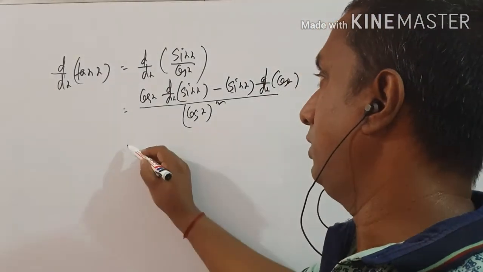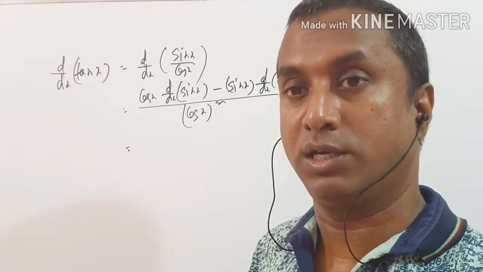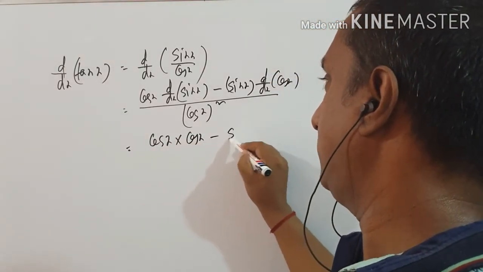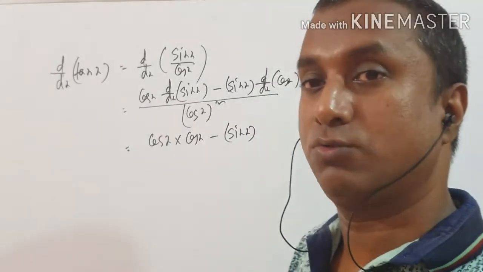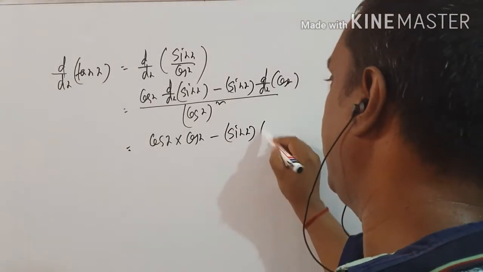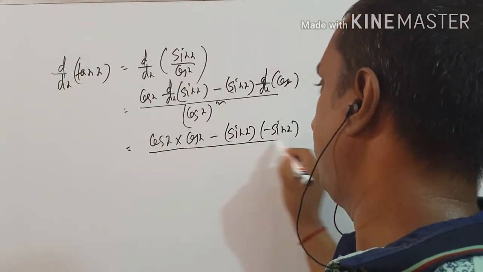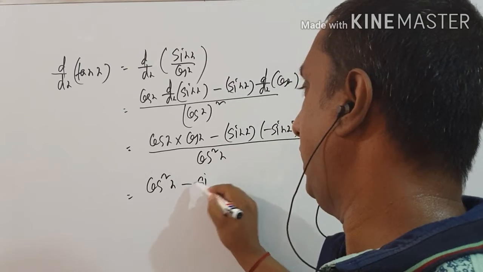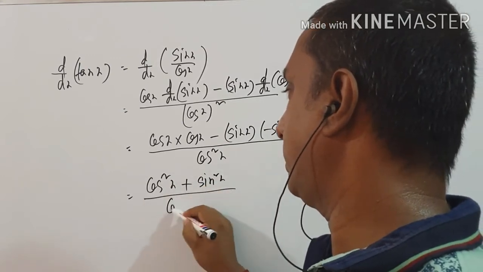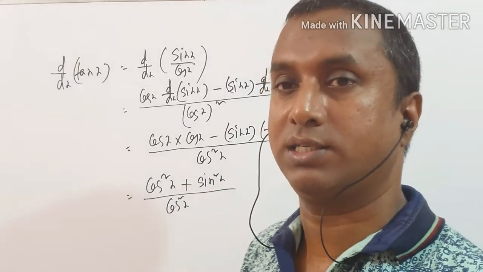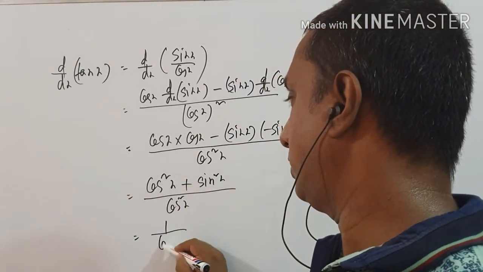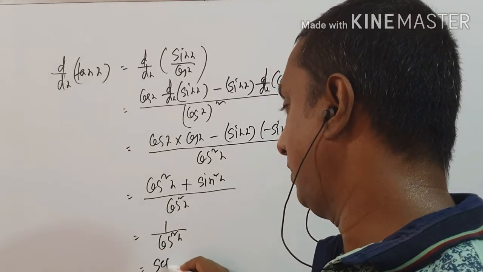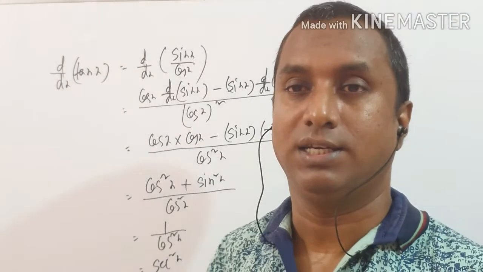Now we have done our work. I have shown you already to memorize this one. d/dx of sin x is what? Cos x. d/dx of sin x is cos x, minus, keep it same, d/dx of cos x, which is minus sin x. So this is cos square x. Here it will be cos square x minus, plus sin square x over cos square x. So cos square x plus sin square x is 1, giving 1 by cos square x, which is sec square x. So d/dx of tan x is sec square x.